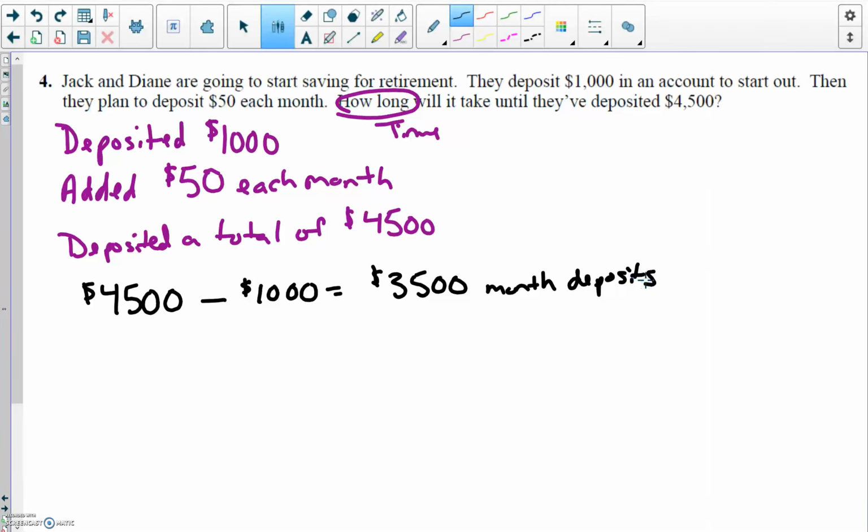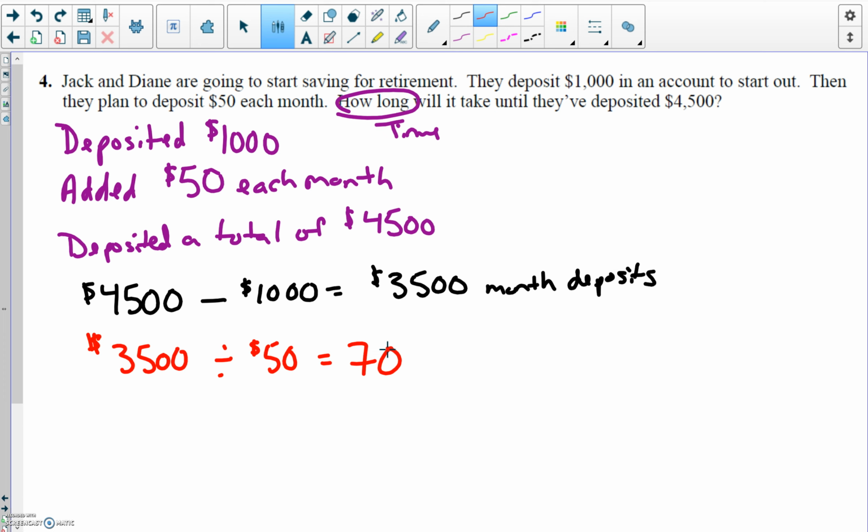So then from there, I thought, well, how do I figure out how much time it takes? Well, I know they're putting in $50 each month. And so I'm taking my $3,500 and breaking it into equal $50 chunks. And anytime we're taking a total and breaking it into equal chunks, that's division. So our $3,500 divided by the $50 each month. And if we divide that, we actually get 70.